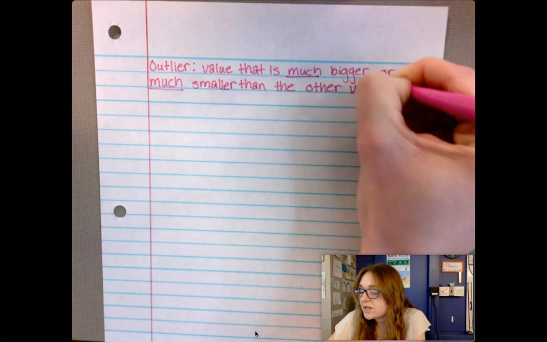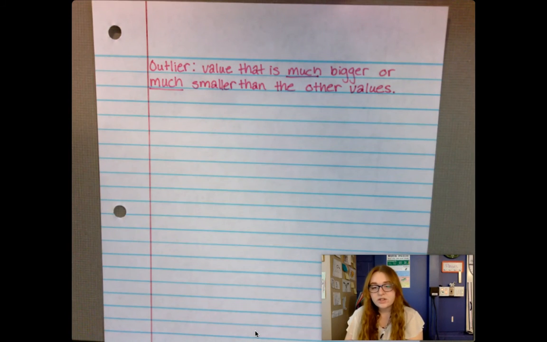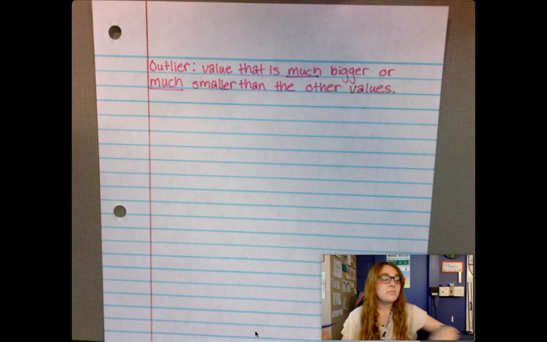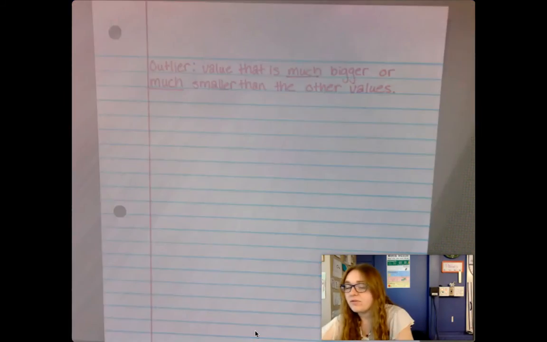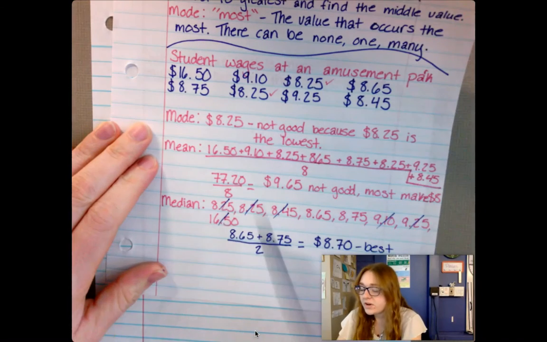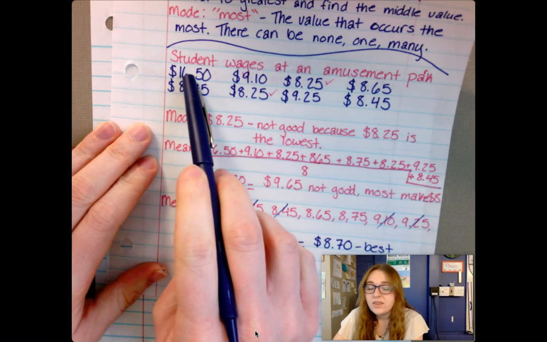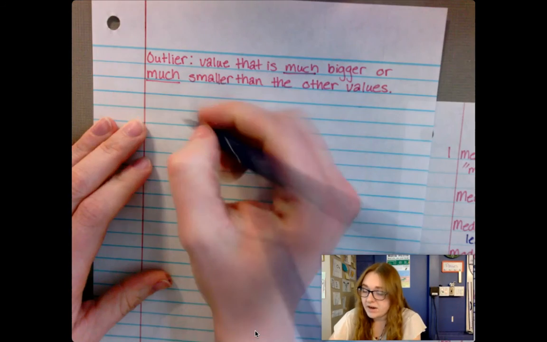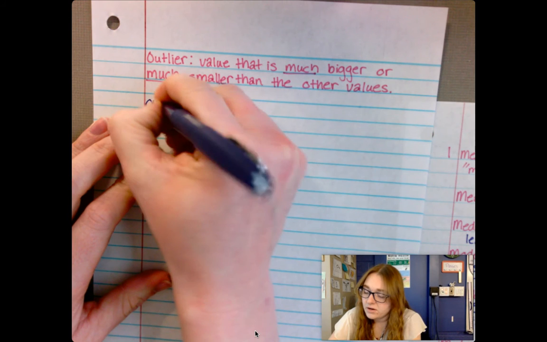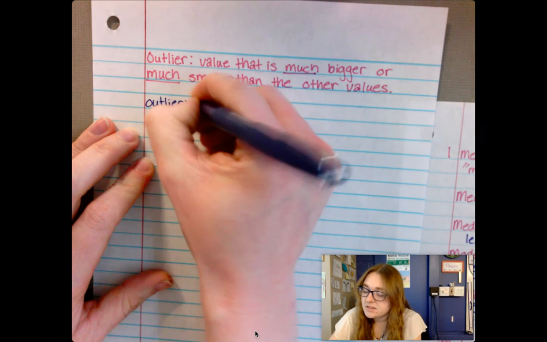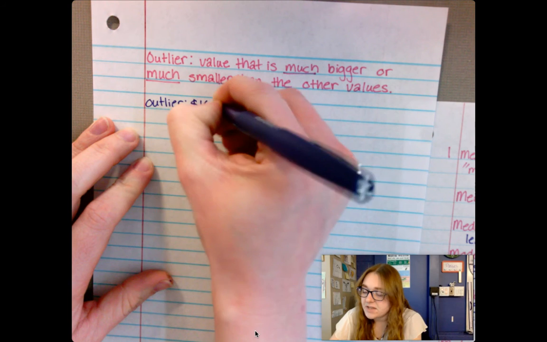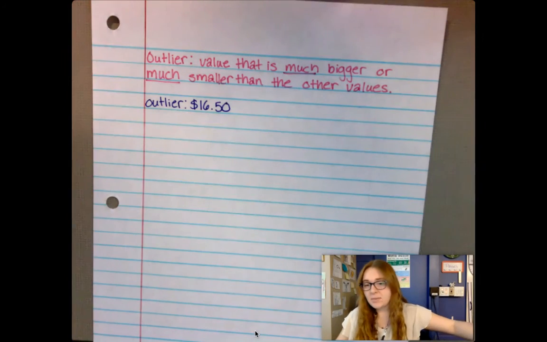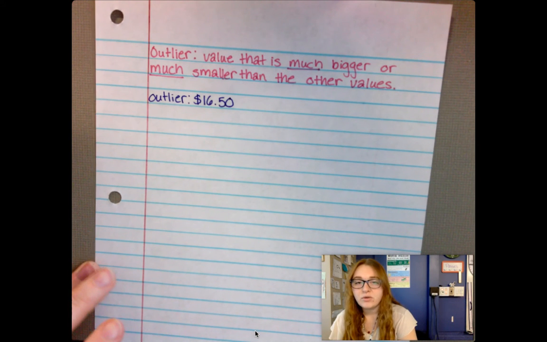So thinking about the data set that we just saw, what the kiddos are making at the amusement park, we do have an outlier, something that is much different from the rest. I'm going to bring that back over here. We can see that one of our kiddos is making almost double the average here, that's $16.50. So we do have an outlier. I'm going to write that down, that our outlier is the $16.50.